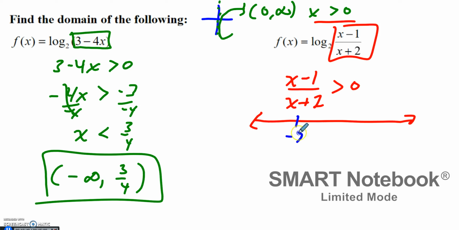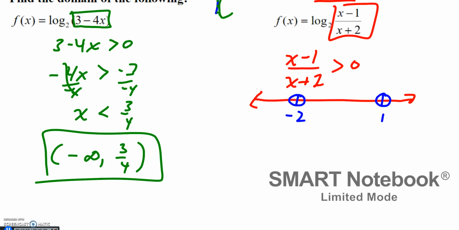And our two critical numbers are -2 and +1. This one is never included because it's in the denominator, and this one's not included because we just have a greater than symbol. So if we check all of our intervals here into this, if I plug in -3, that would be a negative on the top and a negative on the bottom, which is a positive. So this makes it bigger than 0, so that works.